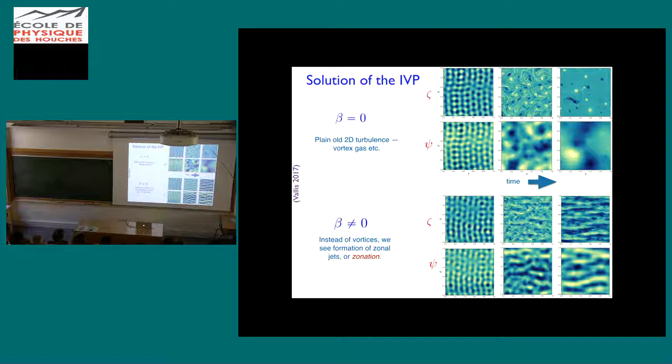So the first simple message is that beta destroys all of that phenomenology. With beta not equal to zero, if we start off with a random initial condition, then you see the formation of zonal bands. And I'll show a movie, when we turn to forcing, which shows how this happens. Okay, so you don't form vortices anymore. What you get are actually east-west jets flowing alternately eastward and westward, and that's what I'll call zonation.